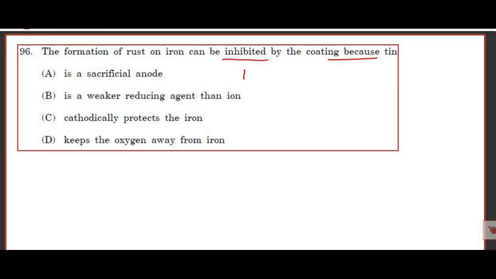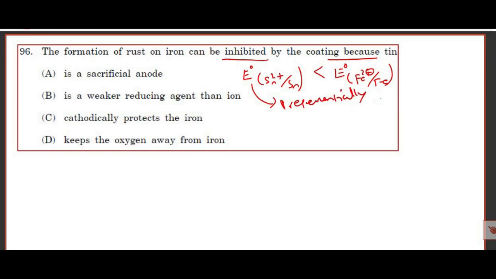Let us take the electrode potential of tin. It's a reduction potential, Sn2+ to Sn, which will be less than the reduction potential of Fe2+ to Fe. Here this tin is preferentially oxidized over Fe.